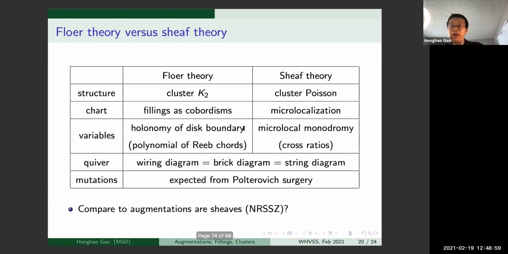So this is actually a little bit surprising because I think a lot of experts know the paper augmentations are sheaves. So when we started working on this, we expected to get something similar, but instead we get a different cluster structure. So how do these cluster structures interact with this A-infinity categorical equivalence between augmentations and sheaves? Somehow that becomes a mystery at this point, and I think that's an interesting question. I don't know the answer.